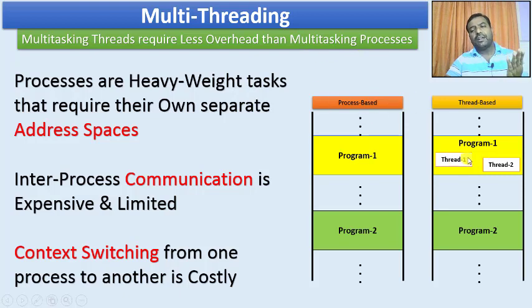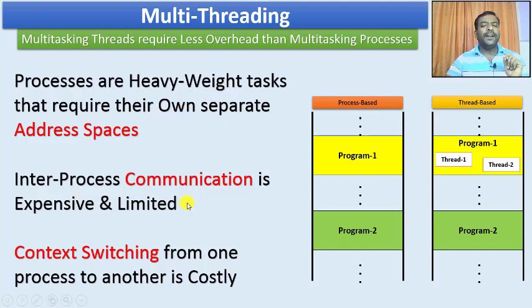Whereas at the other end, threads are a lightweight task, which doesn't require its own address space, and need not worry about how to manage an address space. Hence, for this reason, we call a process a heavyweight task, and threads, at the other end, a lightweight task. This is the first major advantage of using thread-based over process-based multitasking.